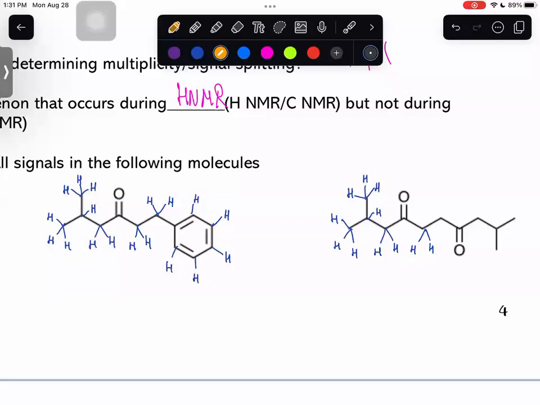Hydrogen's on the ring. They wouldn't be the same. This one is closer to the benzene ring. This one is closer to that isopropyl. So they don't have the same environment. They're not supposed to do the same thing, even though they're both equally close to that carbon area.